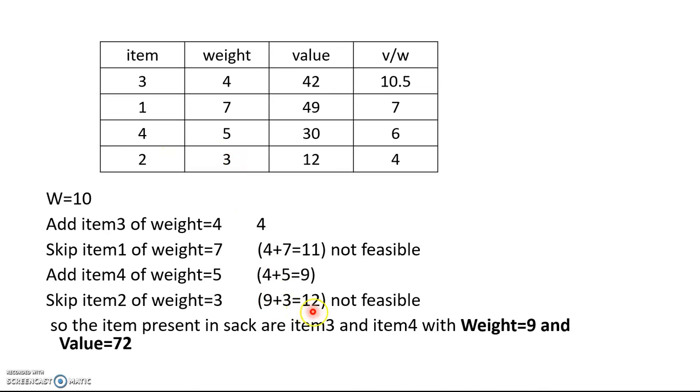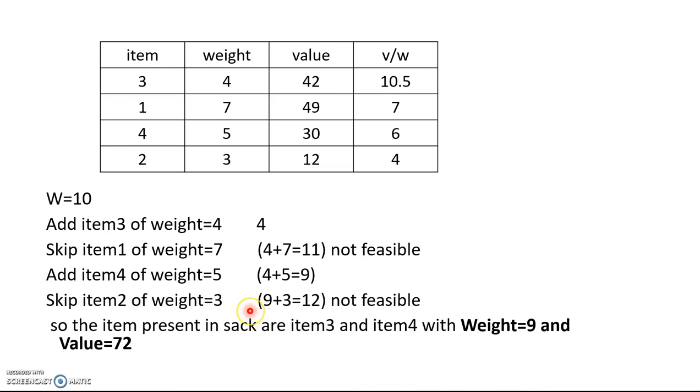So 9 plus 3 is 12, and here it exceeds the sack capacity, because the sack capacity is only 10. So it is not possible to put the item inside the sack. Further, there is no item present in my list, so I start my processing.